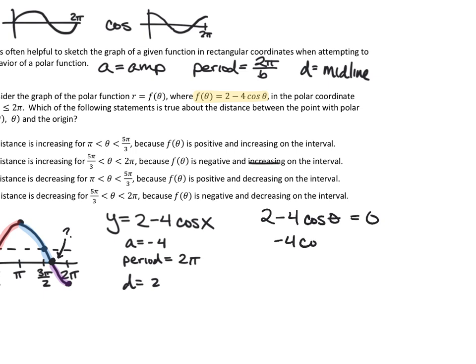would subtract 2 from both sides. I would divide by -4. And then I would know that cosine of theta is equal to 1/2 at pi over 3, and in the fourth quadrant at 5 pi over 3. There's where 5 pi over 3 came from. It's the place where this actually crosses the x-axis.